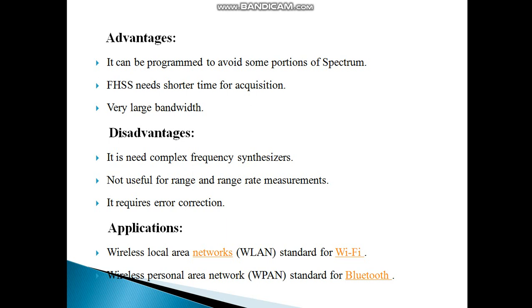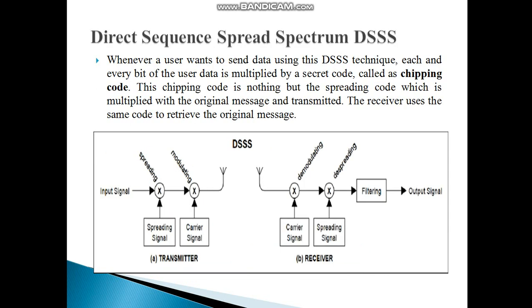There are some applications in which FHSS is used. Wireless local area network, WLAN, the standard for Wi-Fi. It is also used for WPAN, that means wireless personal area network, for example Bluetooth.